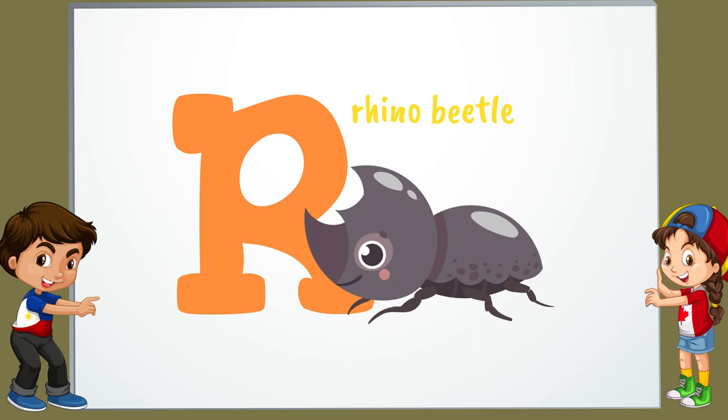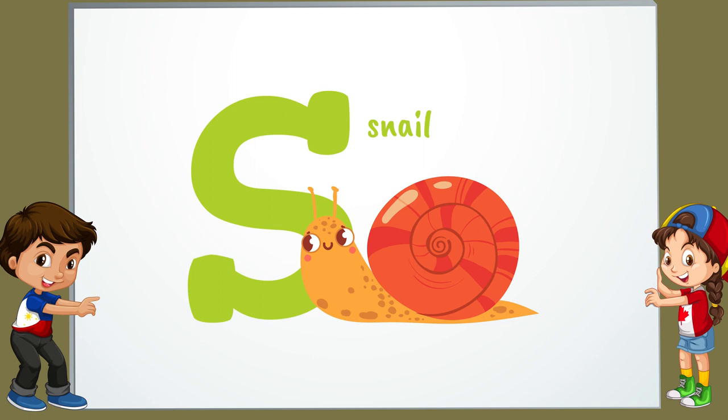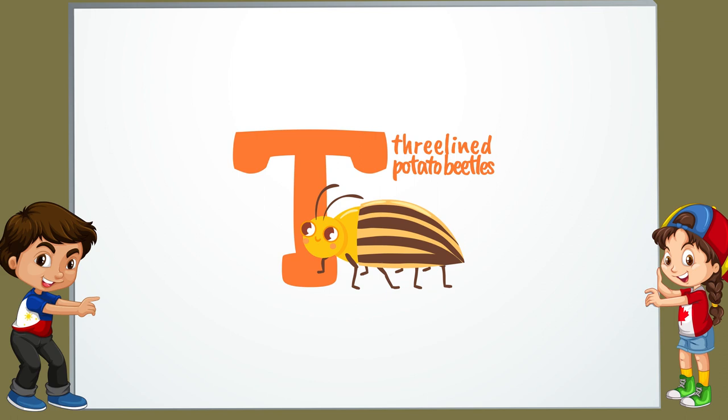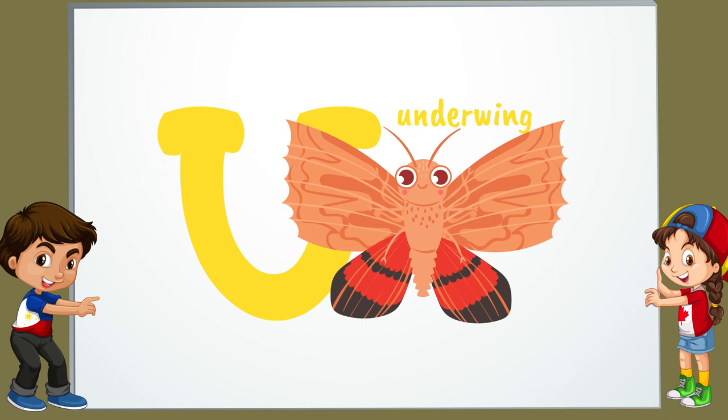R for rhino beetle. R, H, I, N, O, B, E, E, T, L, E, rhino beetle. S for snail. S, N, A, I, L, snail. T for three-lined potato beetle. T, H, R, E, E, L, I, N, E, D, P, O, T, A, T, O, B, E, E, T, L, E, three-lined potato beetle.